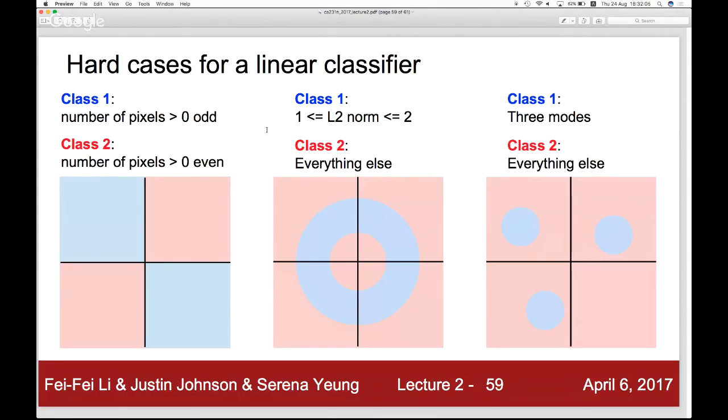So for example, for a linear classifier, we know it's a classic case that you can't represent an exclusive OR type of function, right? So the one on the left side where you have the number of pixels being odd could be in this quadrant, and the number of pixels being even on these quadrants, then a single line won't be able to get you that, right? So we can't win here. We're out of luck. So we need to do something else.